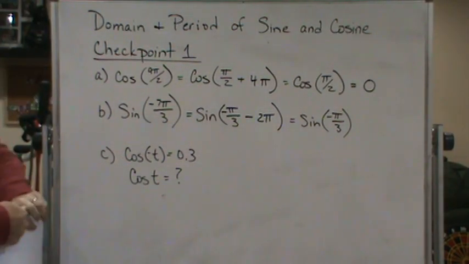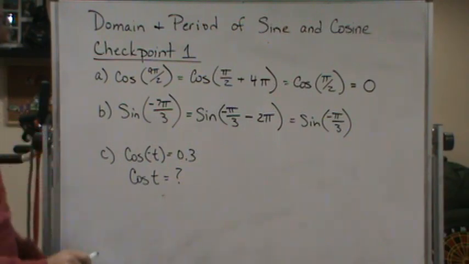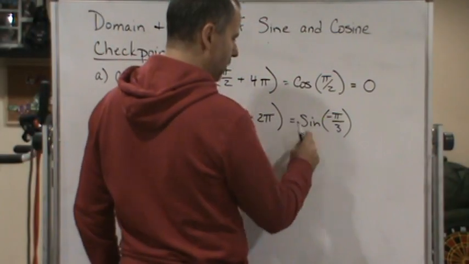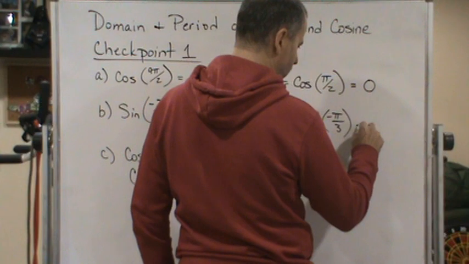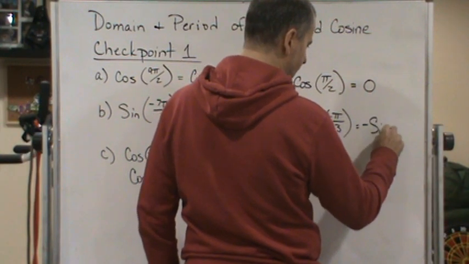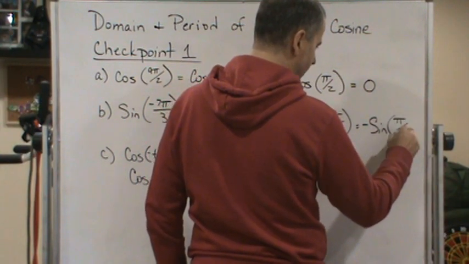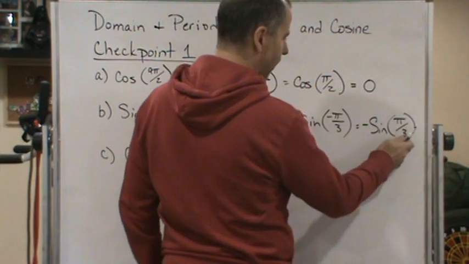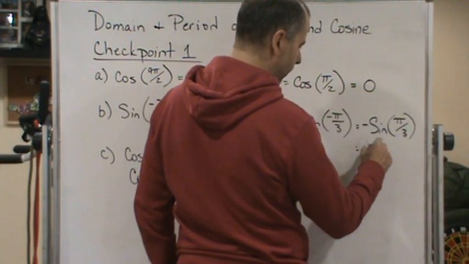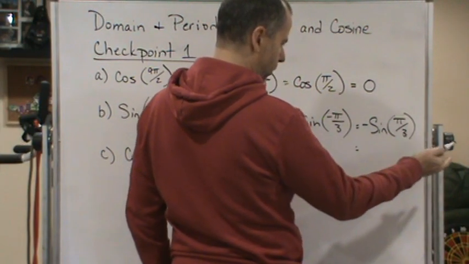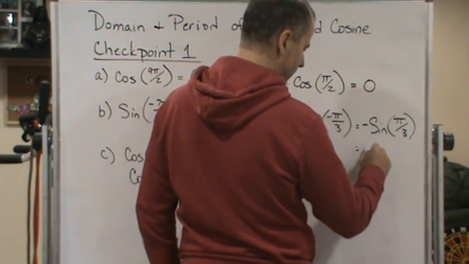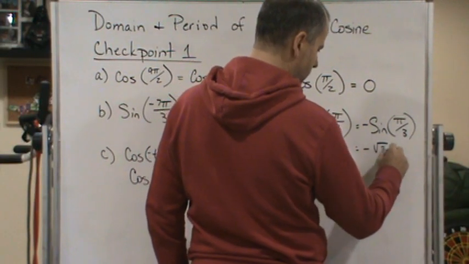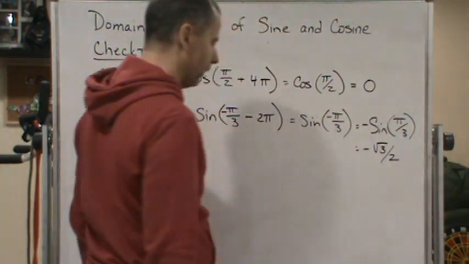But let's use also the fact that this is an odd function. So we know that this would equal negative sine of pi over 3. And again, because it's sine of pi over 3, we know that it's going to be the square root of 3 over 2. So we get the same answer, negative square root of 3 over 2.